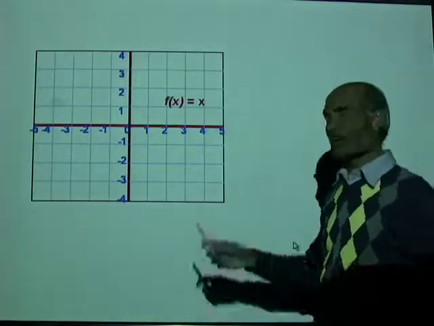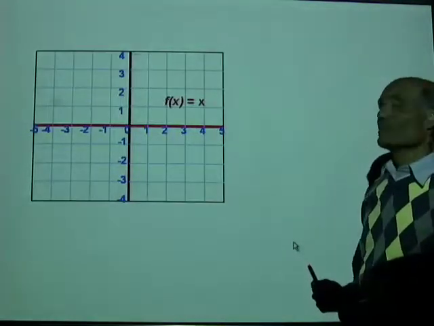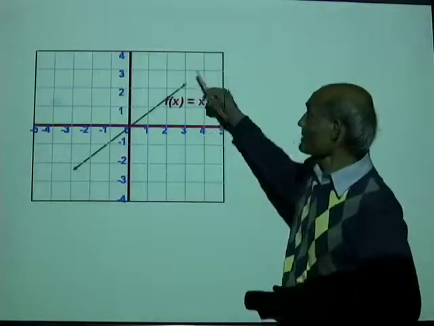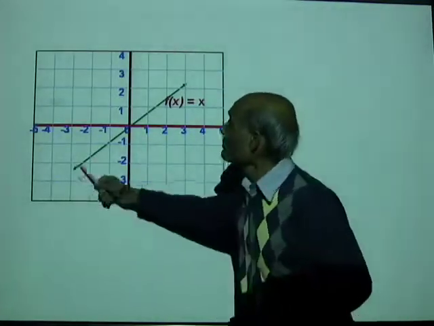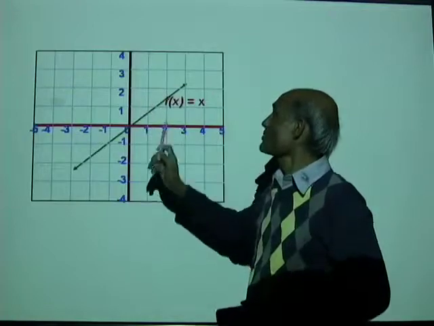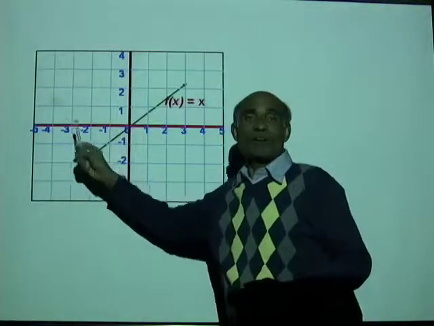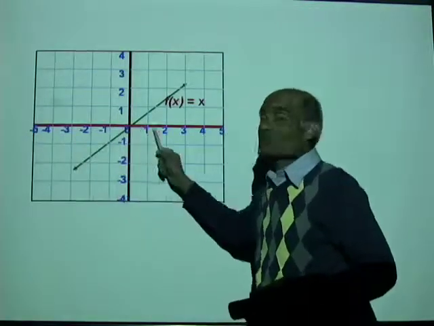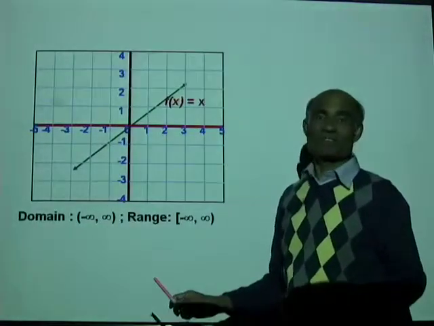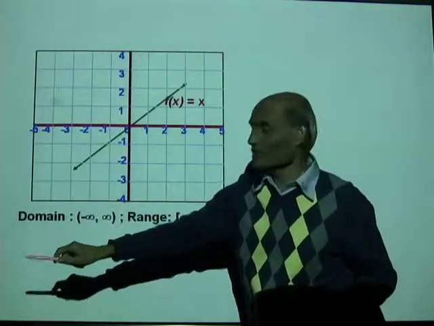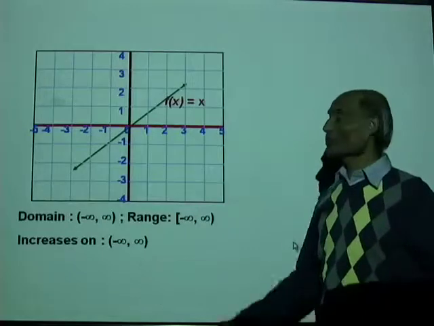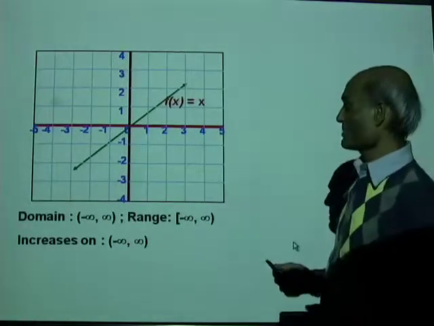A fourth, or is it third? Let's say the next basic function is f of x equal to x. How does the graph of that look like? Look at that graph. All right, what is the domain of that graph? F of x equal to x. When x equal to 1, y equal to 1, x equal to 2, y equal to 2, and so on. The domain is negative infinity to positive infinity. And the range is negative infinity to positive infinity. How about the behavior of the function? It is increasing throughout the domain. Increases on negative infinity to positive infinity.